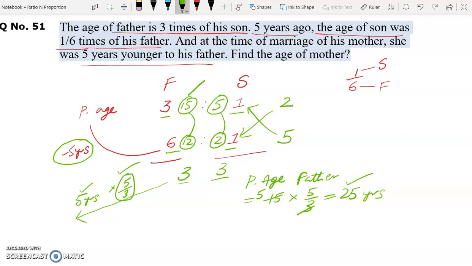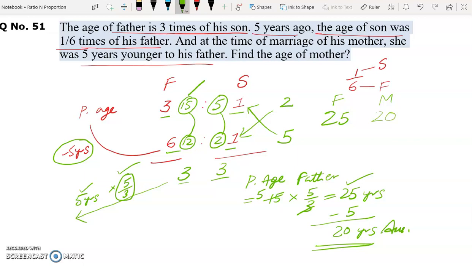And in this question we need to find the age of mother. And the mother's age is, she was 5 years younger to his father. So that means 5 years younger means 25 minus 5 will give us 20 years. So the mother's age is how much? 20 years. Now the difference in age will always remain same. That means if the father's age is 25 right now, mother's age is 20 years, 5 years younger.